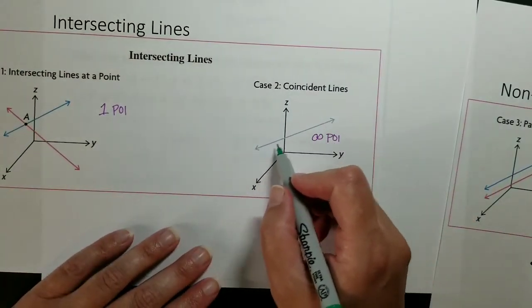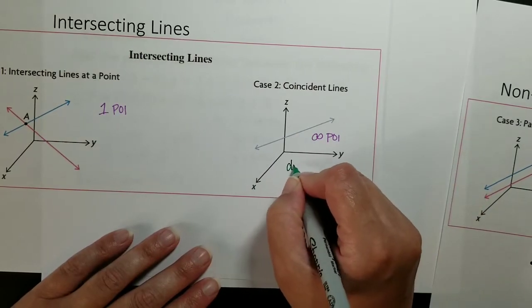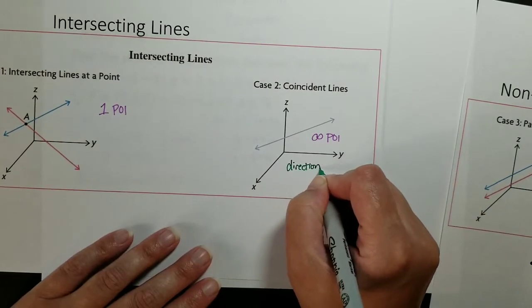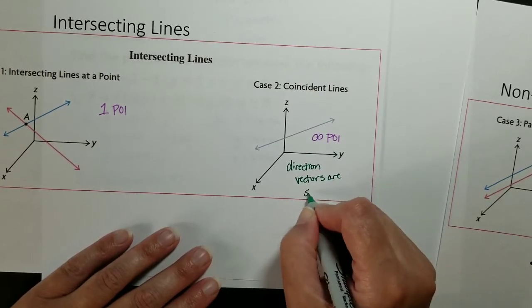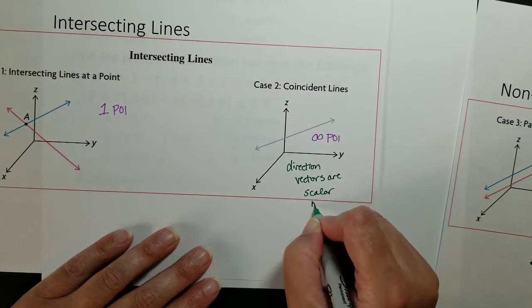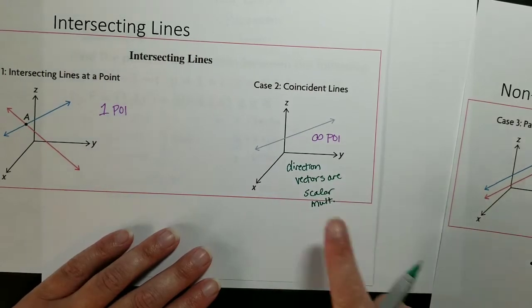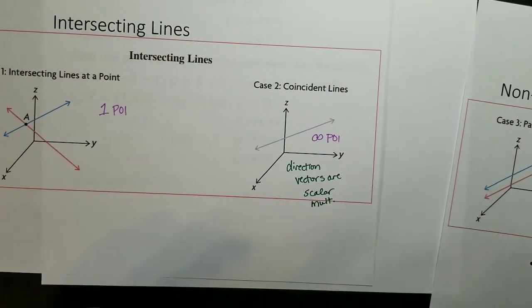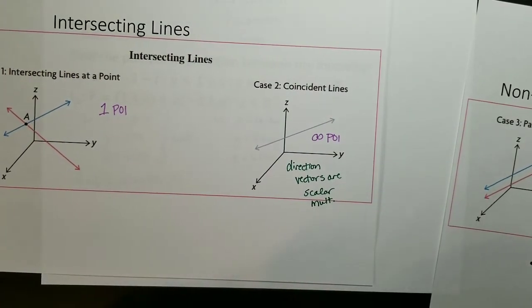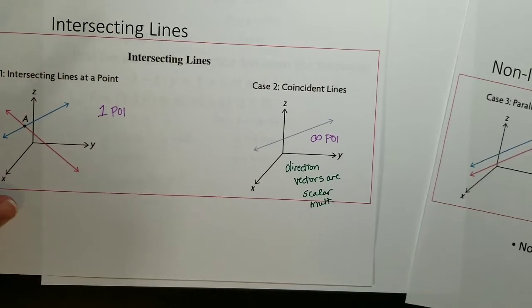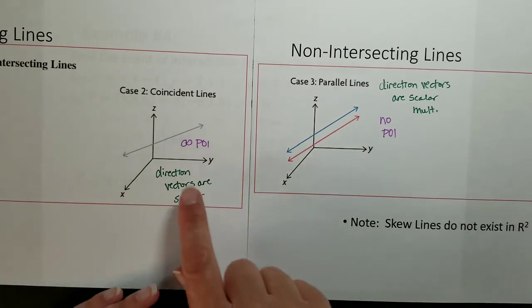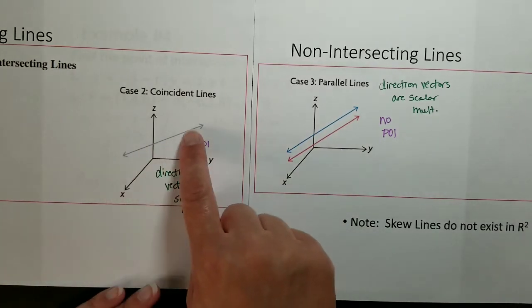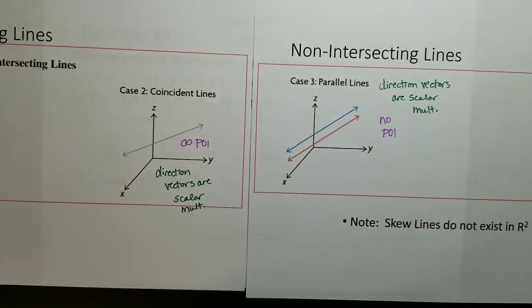And this one, of course, where they're the same line, you would have direction vectors that are scalar multiples. So if you get a situation where the direction vectors are scalar multiples, then you really just have to choose, and I'll slide both of these on, whether you've got case 2 where it's the exact same line or case 3 where they're parallel.